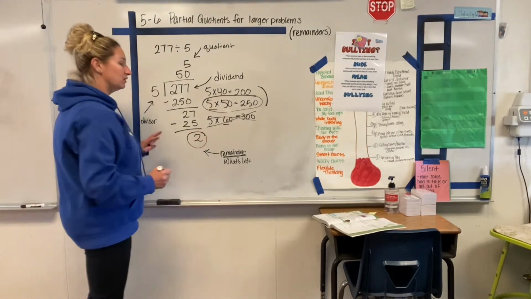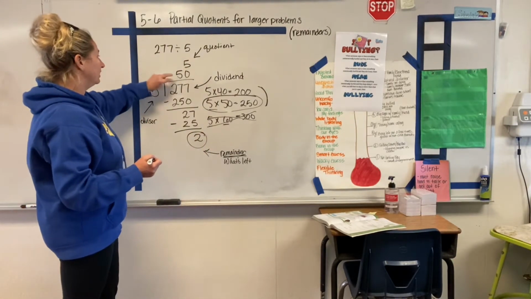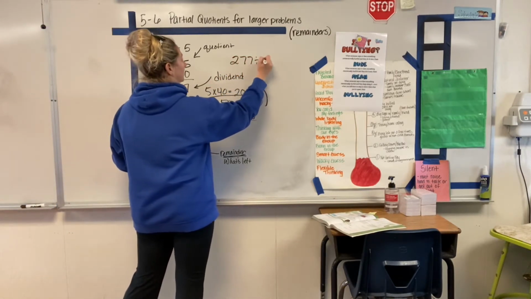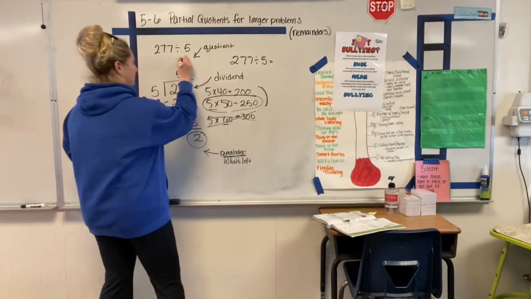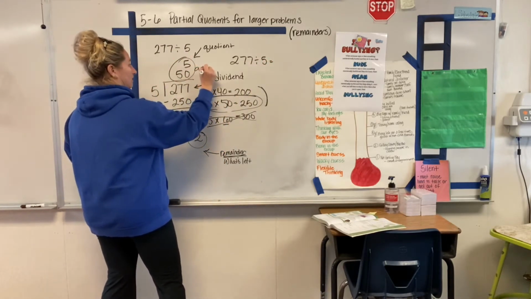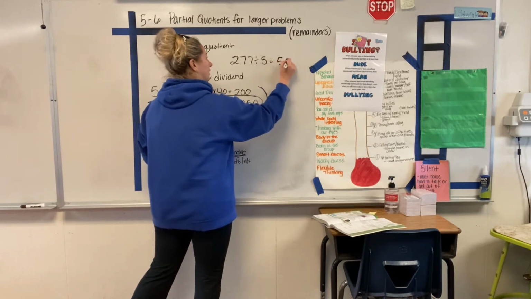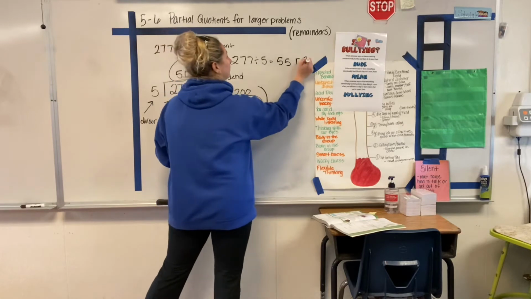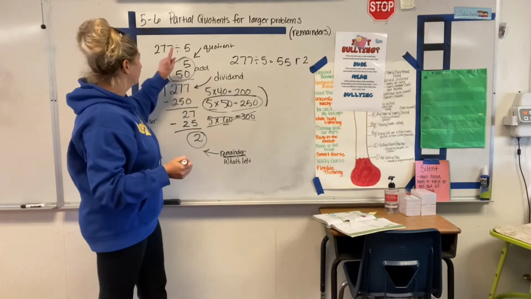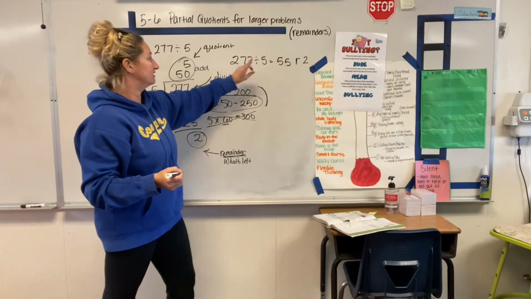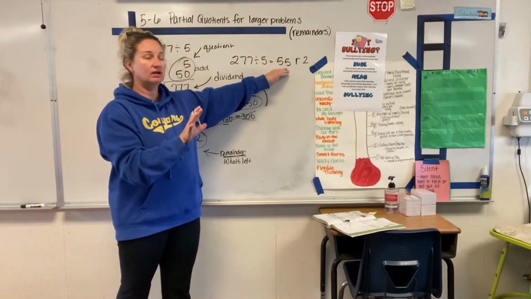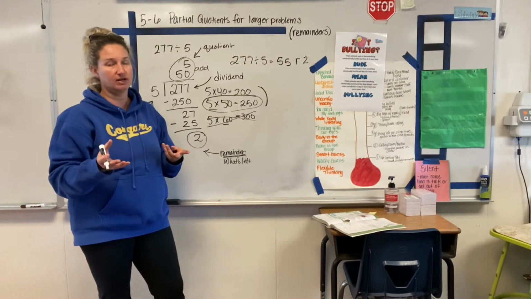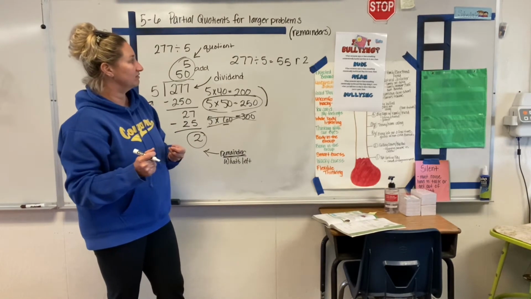So the way I would write the whole answer is, 277 divided by 5 is, I would add these up, that's 55. And then what's left is the 2, so I put an R for the remainder, 2. So 5 goes into 277 55 whole times, and then there's 2 ones, 2 left over that can't be divided. So 55 remainder 2.